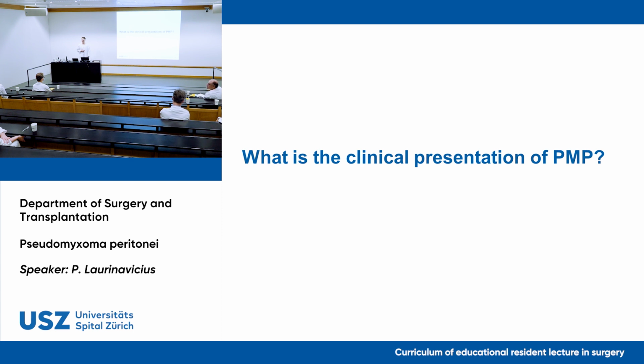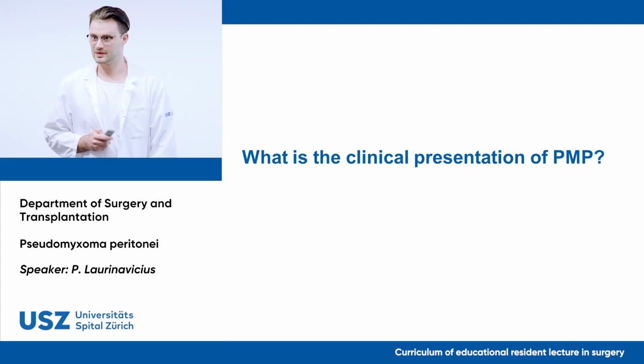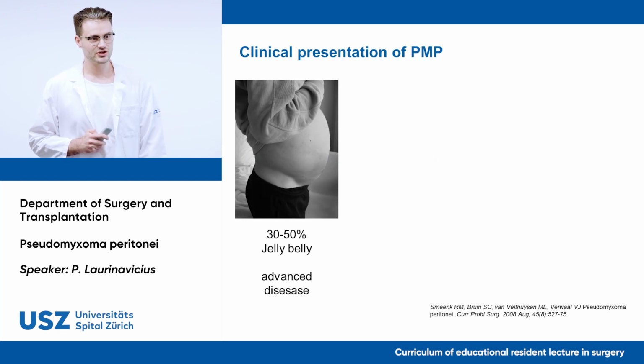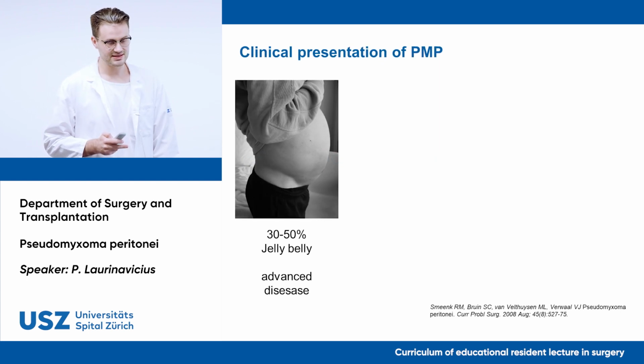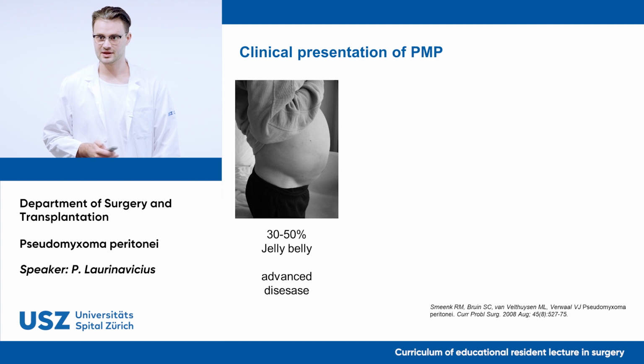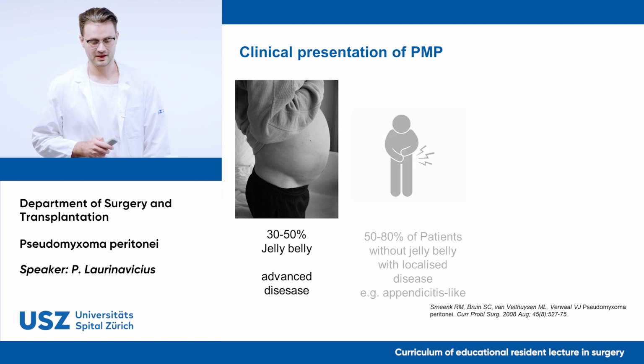I would say it's like symptoms similar to an appendicitis as well as a distended abdomen. Yes, that is correct. So 30 to 50% of the patients present themselves with an advanced disease, and the symptom of it is the jelly belly, which is increase in abdominal size and abdominal discomfort because of a massive mucus accumulation inside of the abdominal cavity.